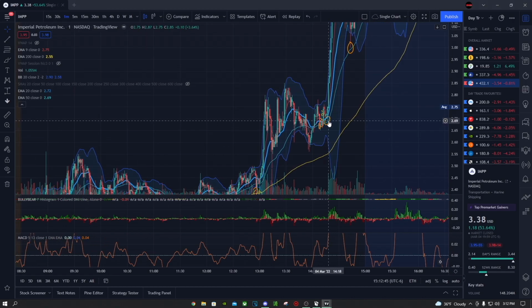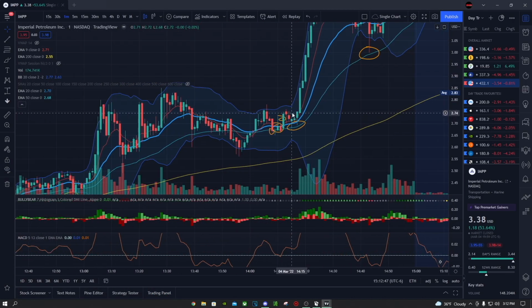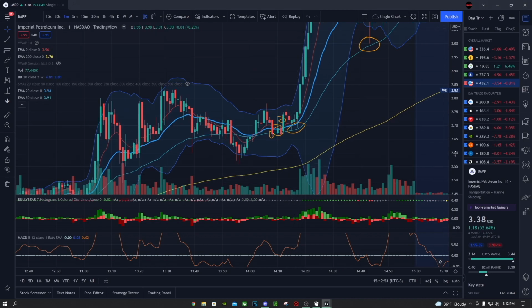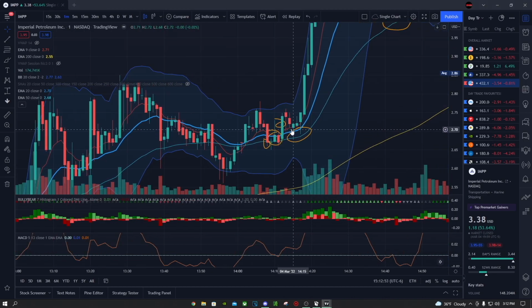So just remember, you want to look for a nice wick off of the EMA that you're looking to buy off of, and then wait for 1 or 2 green candles that are hopefully higher. Like if you're looking to buy here, just make sure you probably enter around here, because it's curling up. It's doing this little motion.